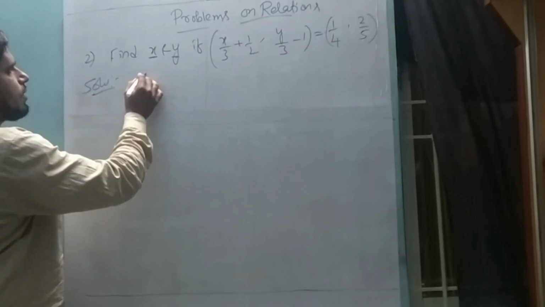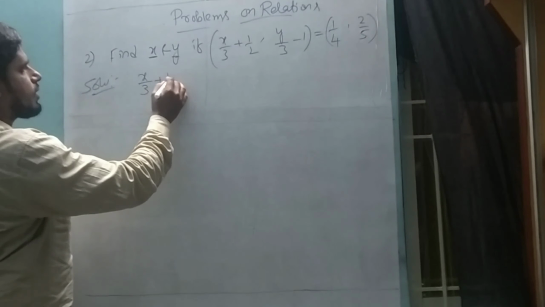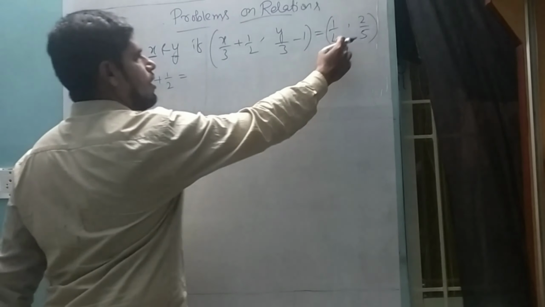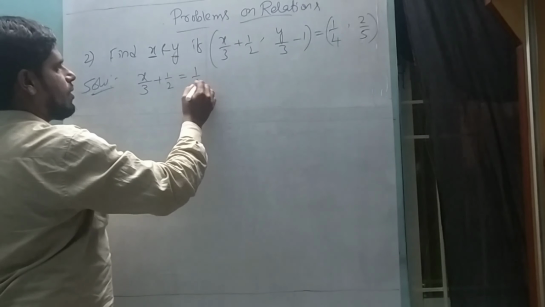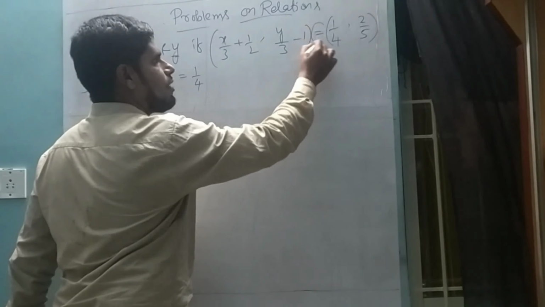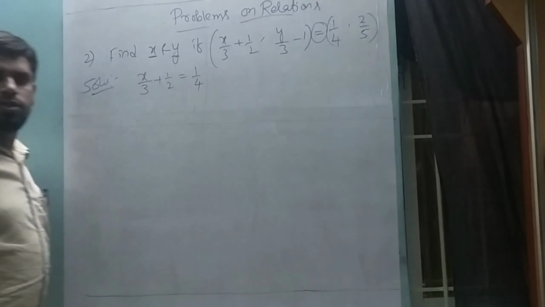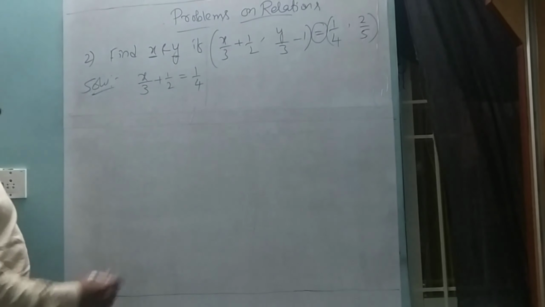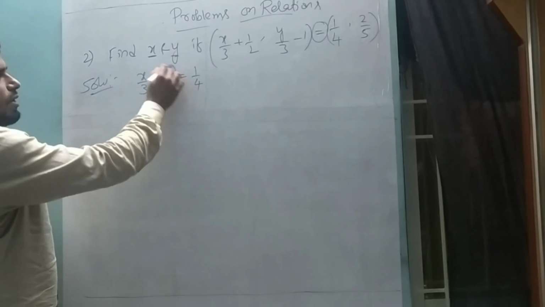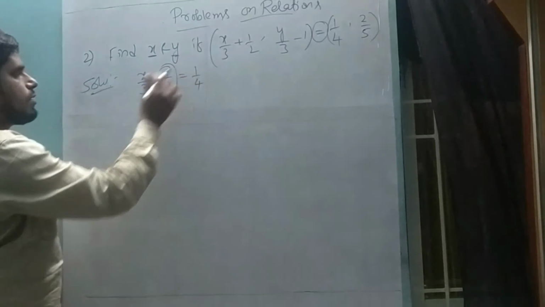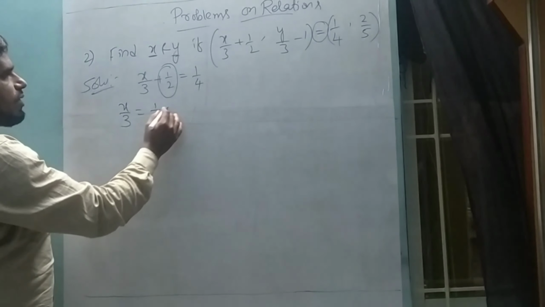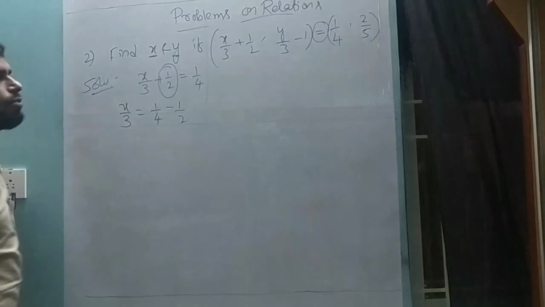Solution. The first element, x/3 + 1/2, must equal the first element of the other ordered pair, 1/4. Because the given relation is equality, we can equate these two things to find x and y. First, I will shift this constant term to the right hand side. x/3 as it is must equal 1/4 - 1/2.